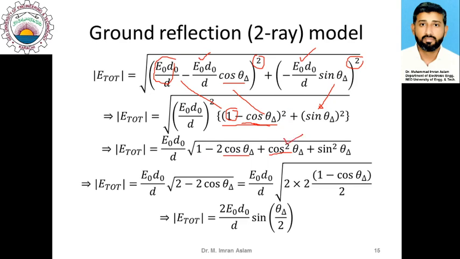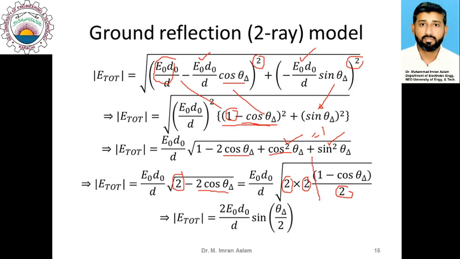And you can see that cos square theta plus sin square theta is equal to 1. It's a standard trigonometric relationship that when cos square theta and sin square theta add up together, they give 1. So this 1 plus 1 would give you a value of 2, and this 2 is here. If I take 2 as common here, it will be 1 minus cos theta delta. Just to represent it in another form, I have multiplied and divided by 2.